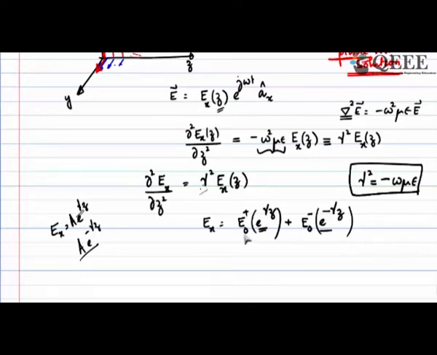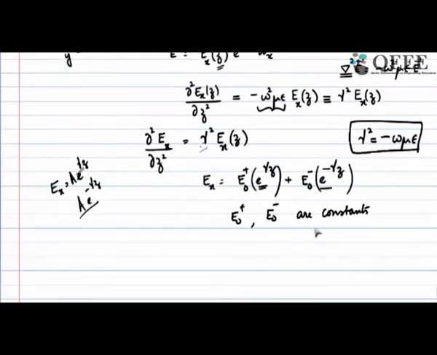And the E naught plus and E naught minus are constants. They can be complex numbers. So in general, they are complex constants, which satisfies this equation. This is my general solution.